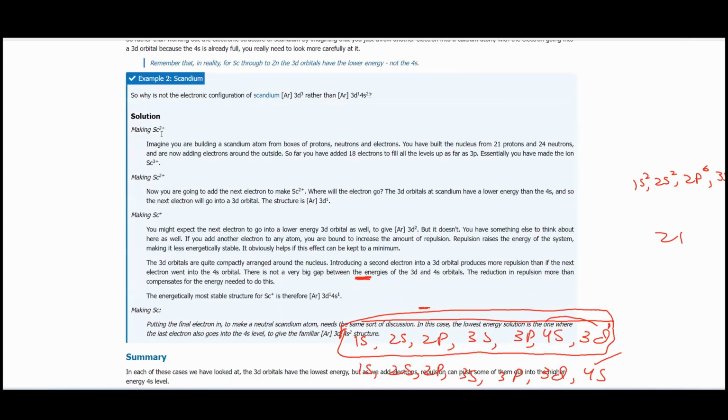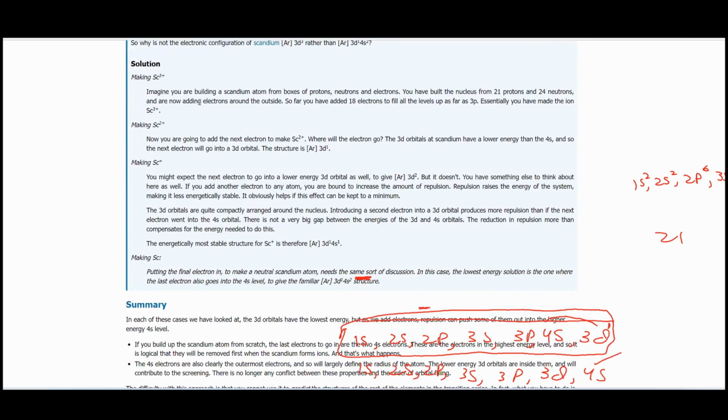Why is the electronic configuration of scandium not 3d3 rather than 3d1 4s2? Okay, we already know. Imagine you build, making scandium. You might expect the next electron to go into a lower energy 3D orbital as well to give 3d2, but it does not. You have something else to think about here as well.